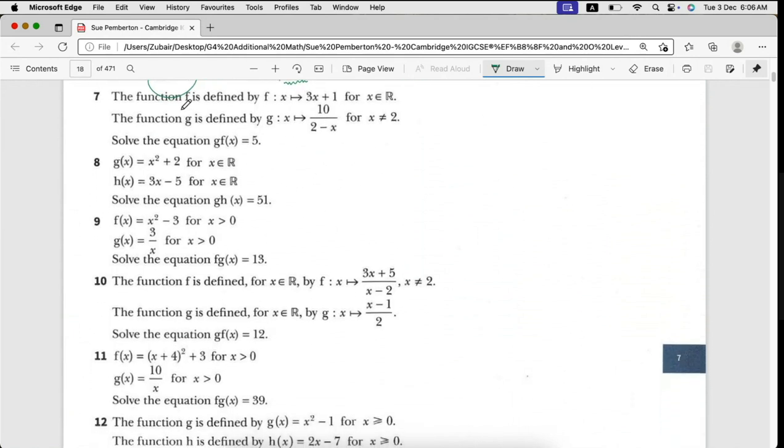Number 7. The function f is defined by f of x equals 3x plus 1, x belongs to R, real numbers. The function g of x is 10 over 2 minus x, where x is not equal to 2, because at 2 the denominator would be 0. Solve the equation gf(x) equals 5. It's simple again. We are going to substitute f in g.